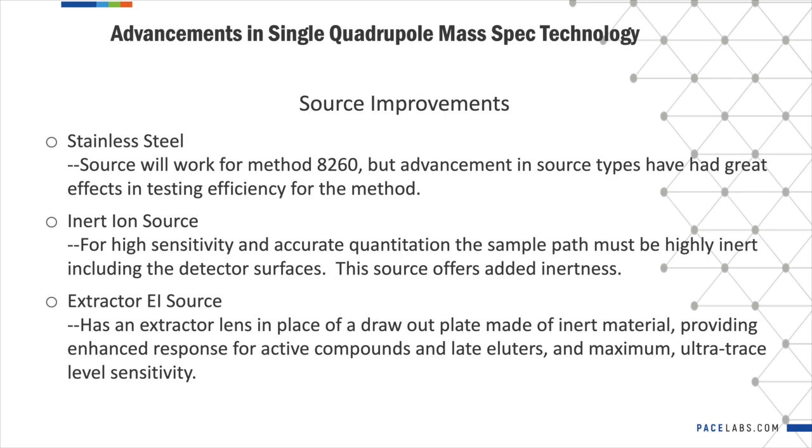You can now get an inert ion source, which increases sensitivity and accurate quantitation by keeping the sample path and detector surfaces inert. To look even lower, you can get an extractor EI source that has an extractor lens in place of a draw-out plate, which is also made of inert material. This provides enhanced response for active compounds and late eluters.